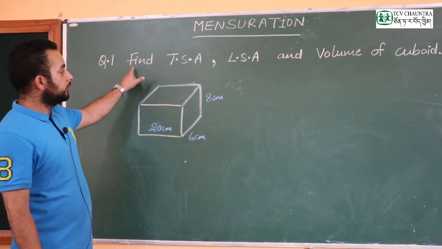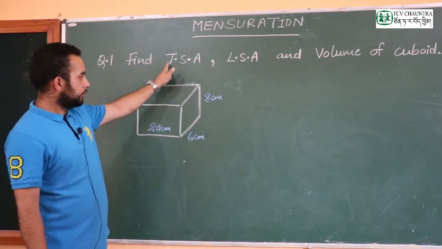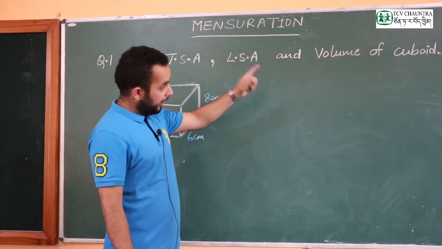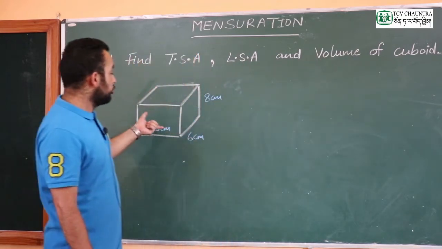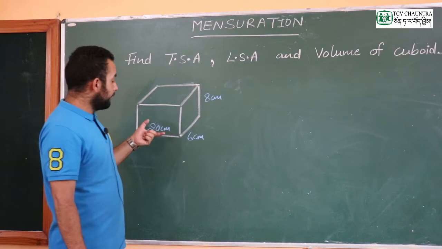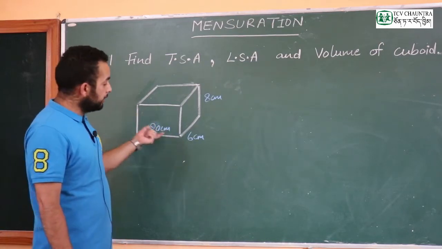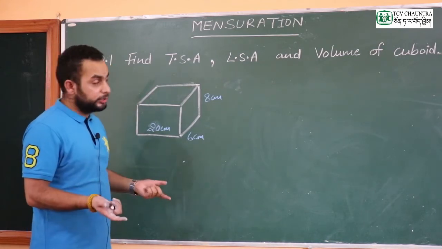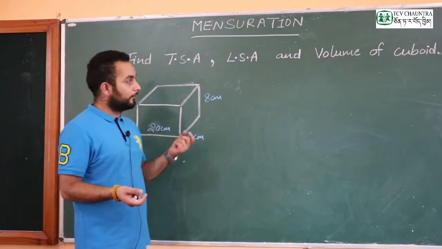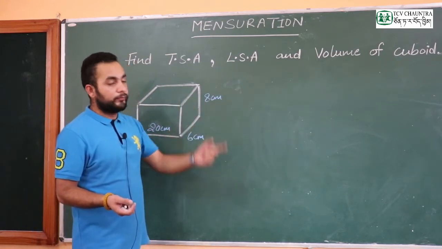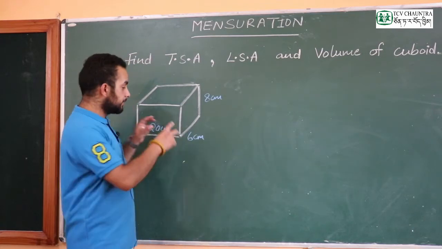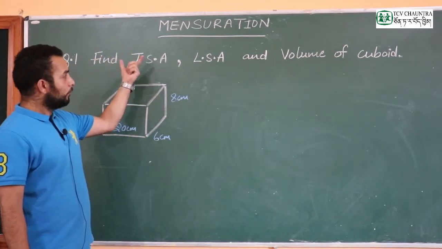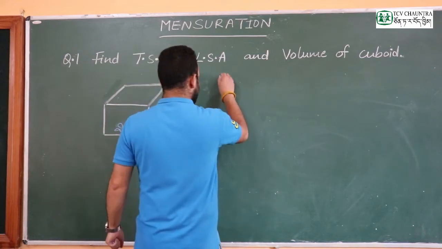Okay class, now your first question says to find the total surface area, then the lateral surface area and volume of the cuboid. The cuboid is given, and all the measurements, length, breadth and height, are given for you. You know the formula of total surface area, lateral surface area and volume of cuboid, so directly you will just substitute all these values in that formula. Okay class, so one by one we will solve.